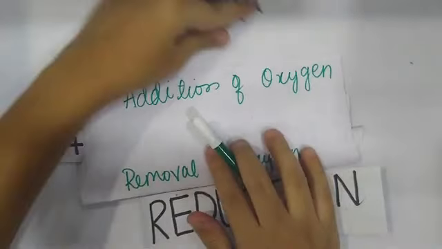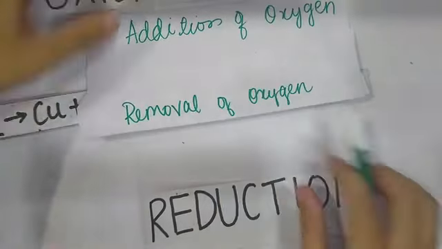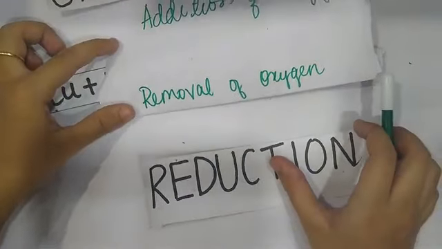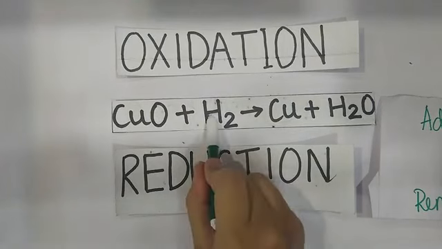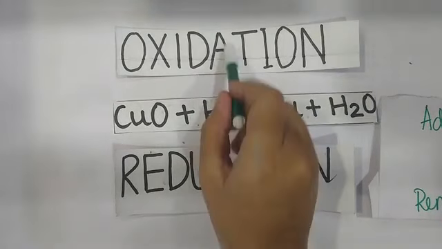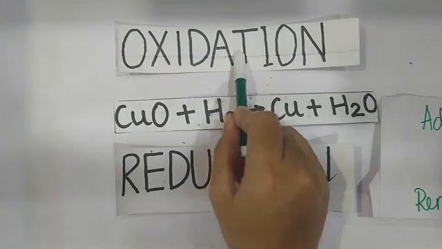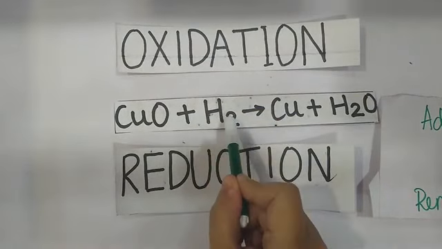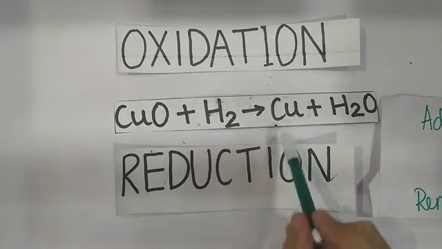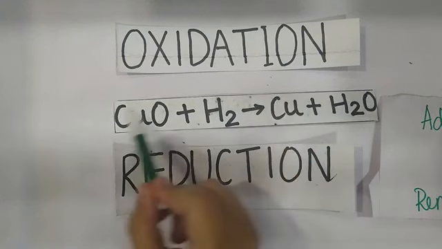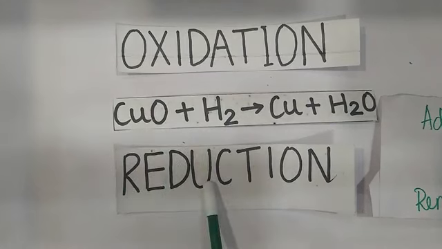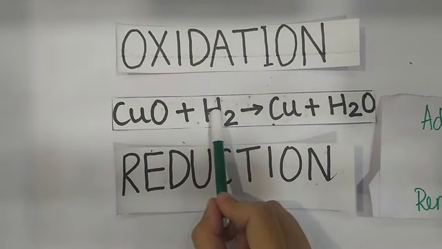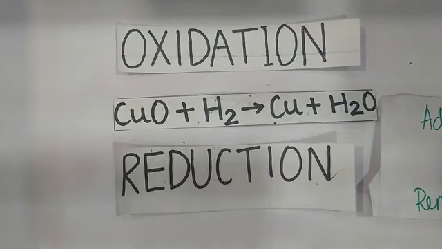So oxidation would be addition of oxygen and reduction would be removal of oxygen. Now coming back to this equation, I just told you that hydrogen underwent oxidation because it took an oxygen atom from the Cu. And now what happened to Cu? So Cu lost an oxygen. That is why Cu underwent the reduction reaction and hydrogen underwent the oxidation reaction.